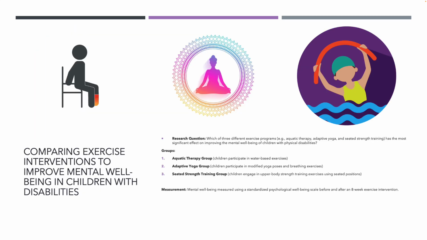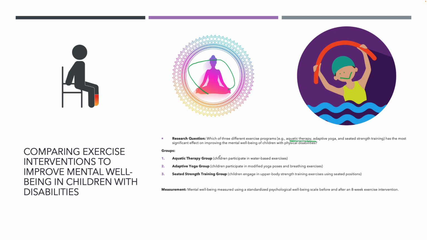And let's do one more. I did not forget about my exercise psychology, folks. So let's say we're comparing exercise interventions to improve mental well-being in children with disabilities. And our research question is, which of the 3 exercise programs, aquatic therapy, there you go, they're swimming, they're having a good time, lots of smiles, we love smiles on children, adaptive yoga, right here, and seated strength training, right here, has the most significant effect on improving the mental well-being of children with physical disabilities.